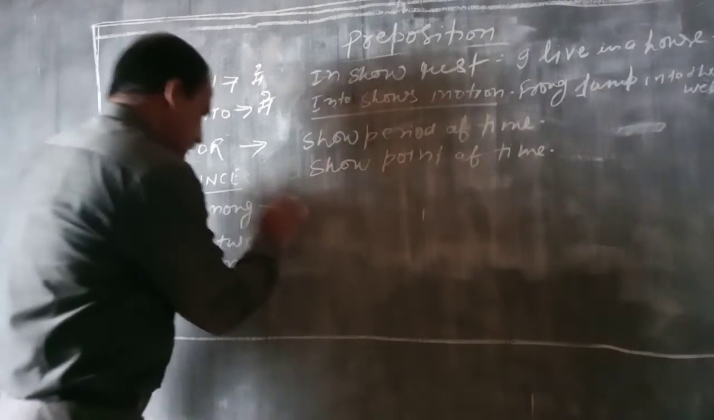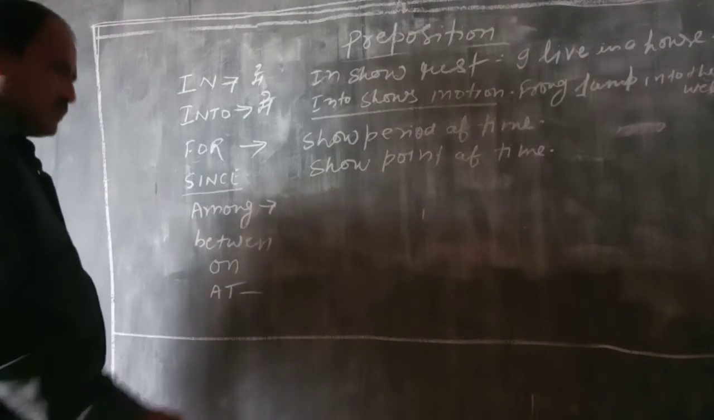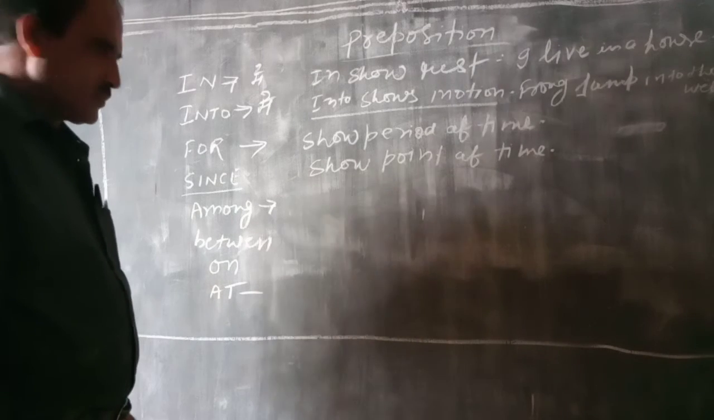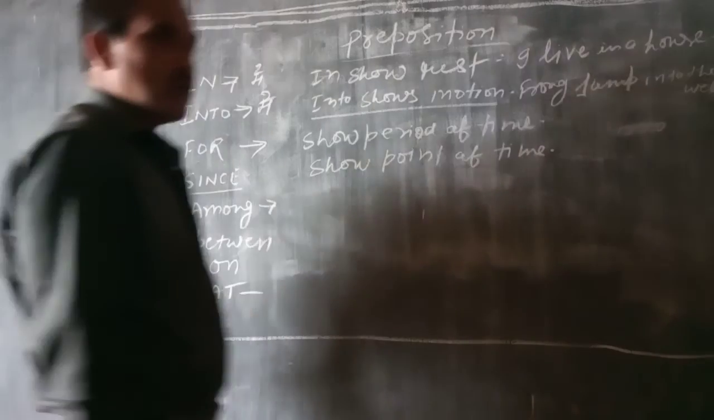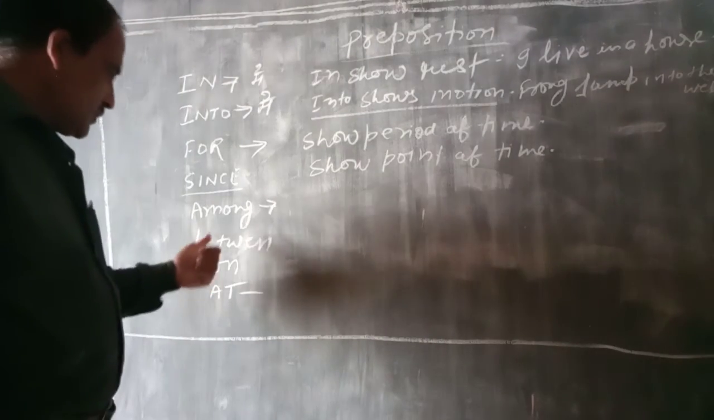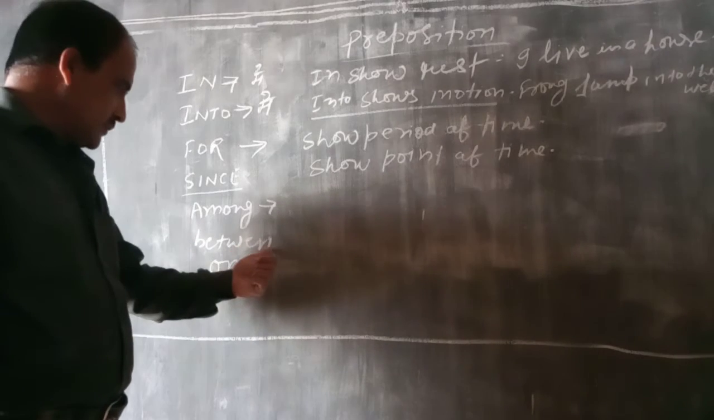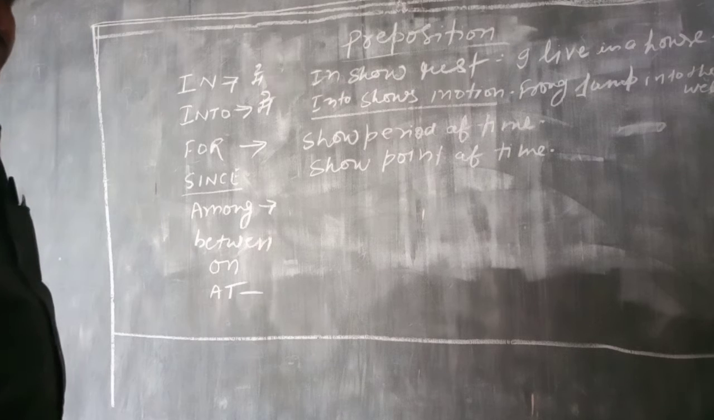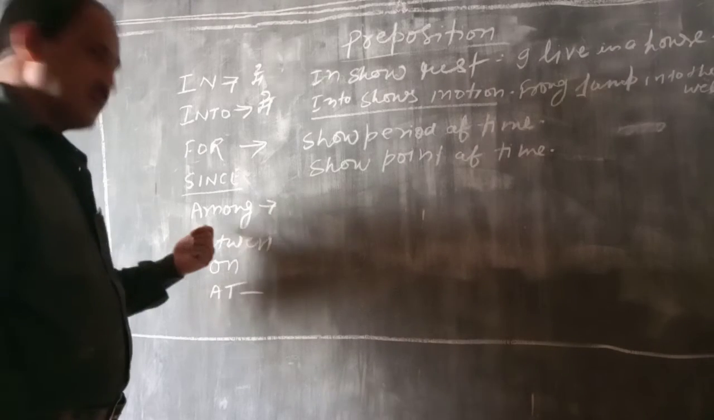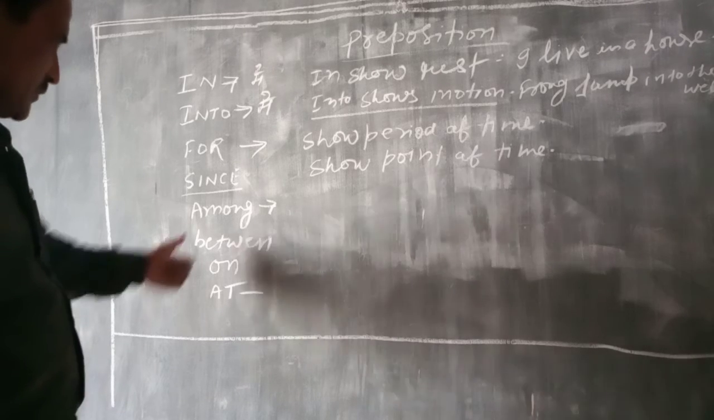Next is among. Among is a very common word. Between means both, two. Between or among, which one? If you are going to distribute something between two boys, with two persons, then you can use between. Distribute this mango between Ram and Shyam, then you use between. But distribute this mango among the sons, among the boys, then you use among.